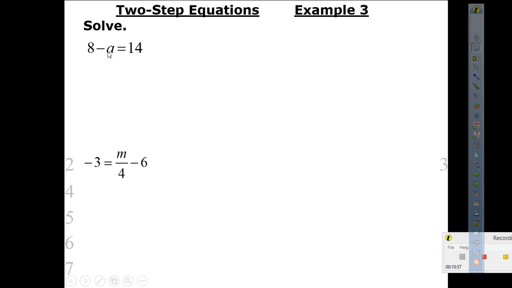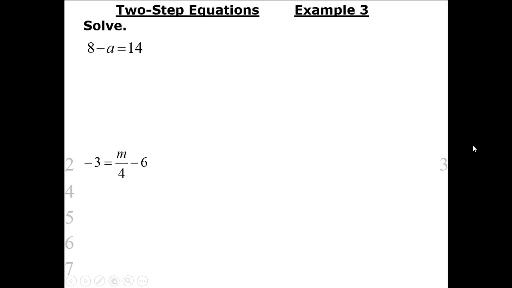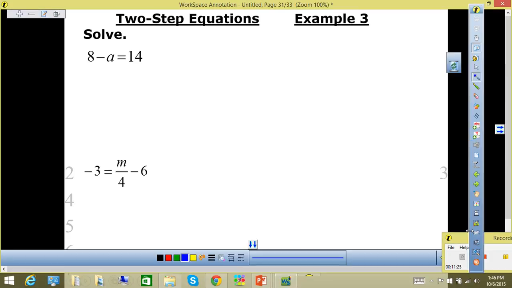8 minus a equals 14, and negative 3 equals m divided by 4 minus 6. We're going to do this one first, and we'll do that one together. Here we go. Let me zoom in.